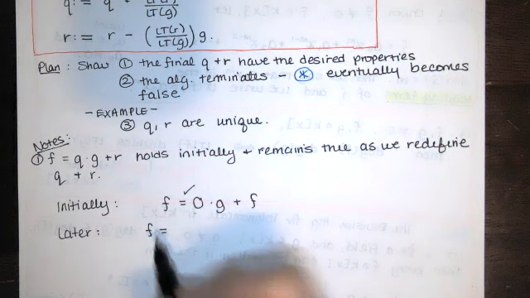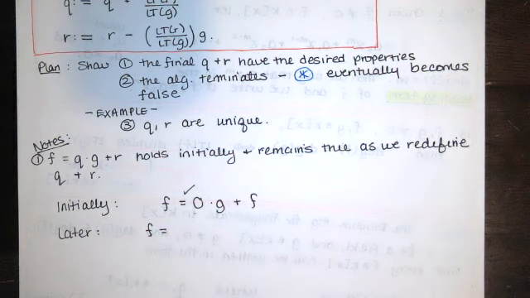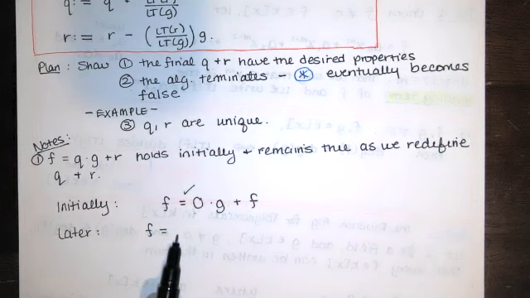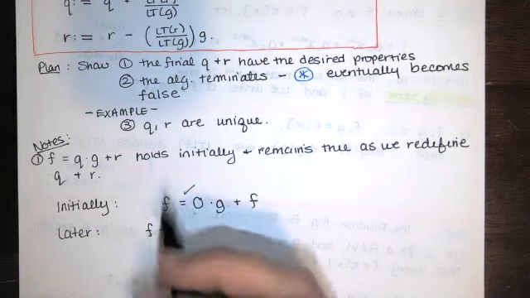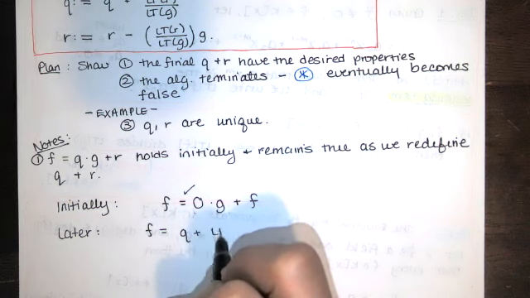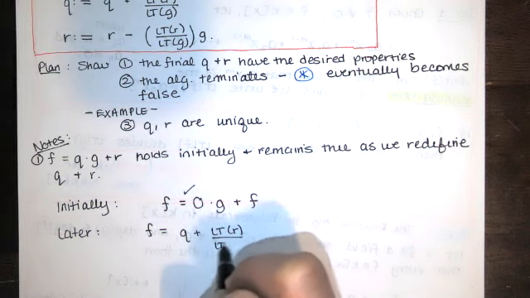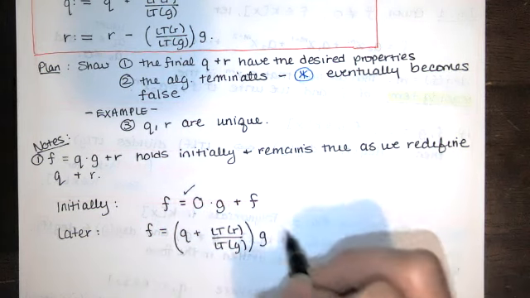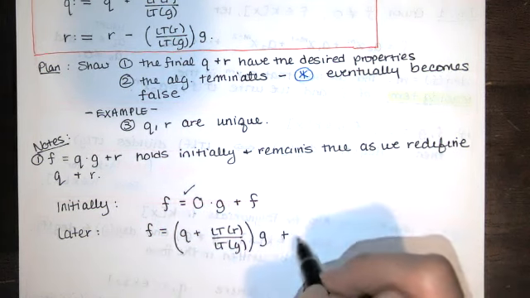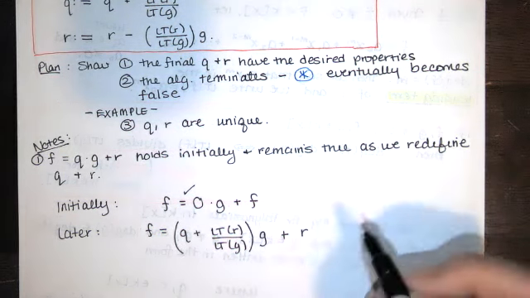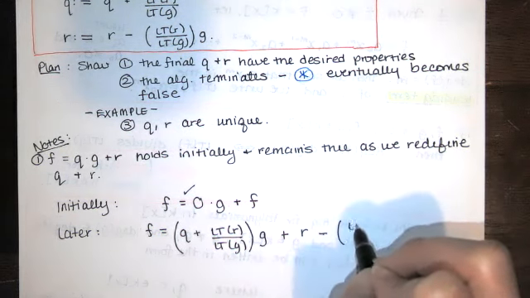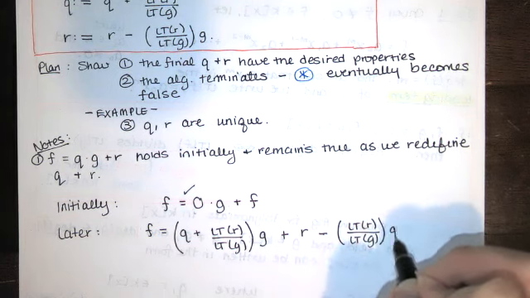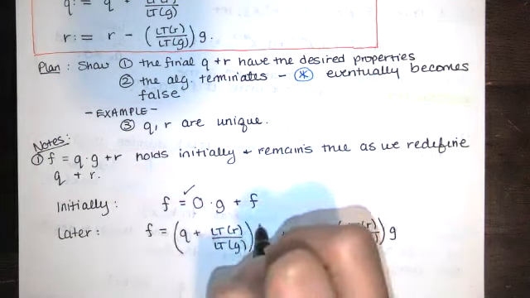So if we have F here, it's supposed to be Q times G plus the remainder. The Q will be replaced by the old Q plus the leading term of R divided by the leading term of G. I'm going to take that, we're going to multiply by G. Then we're going to add the remainder. And remember, our remainder is updating as well. The remainder is the old remainder minus the leading term of R divided by the leading term of G times G. This is just algebra, nothing fancy.